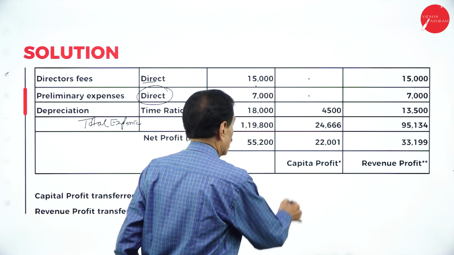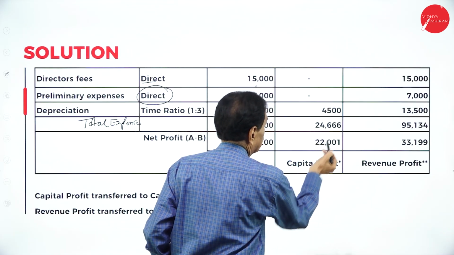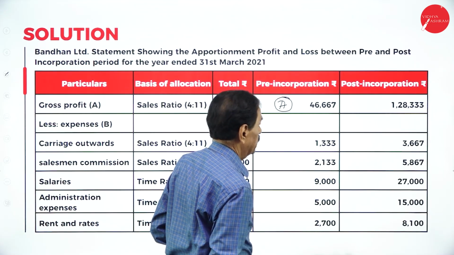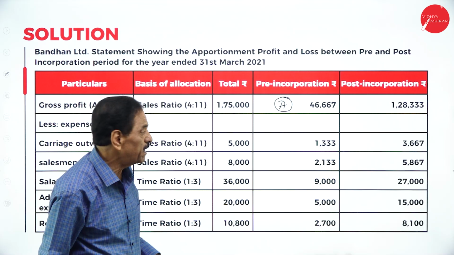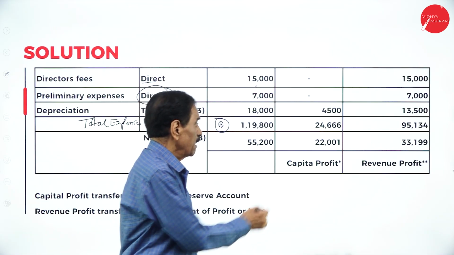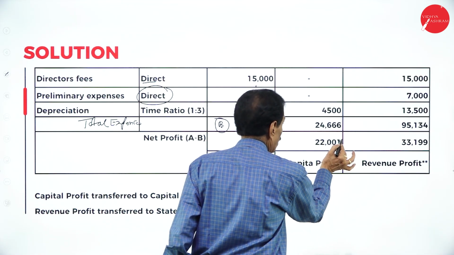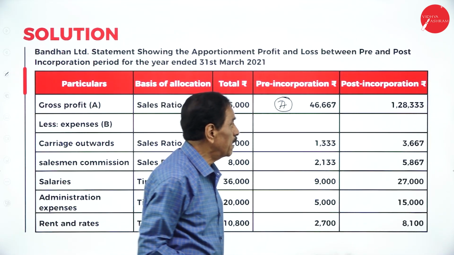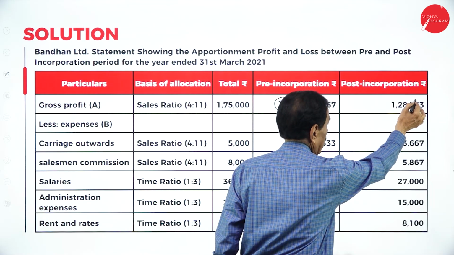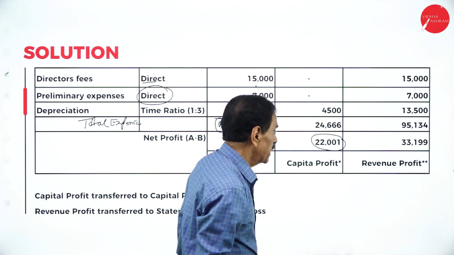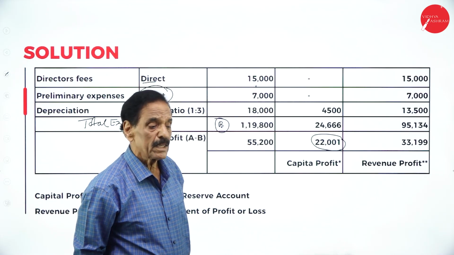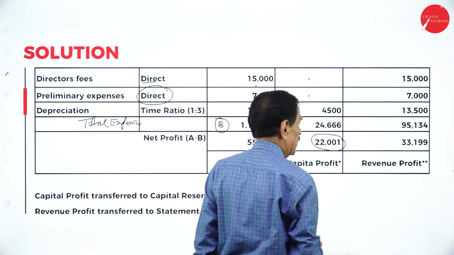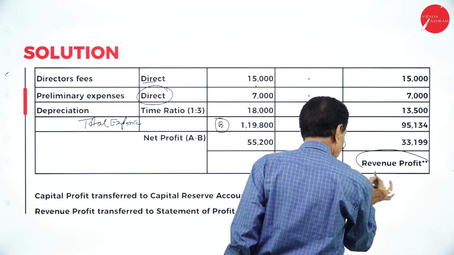Then pre-incorporation. Here, your total is 24,662. This is your expenditure. Your income is 46,667. A minus B, your amount comes 22,100, pre-incorporation profit. Same here. Out of 1,28,333, deduct 33,199. The difference will come 33,199. It is called revenue profit.